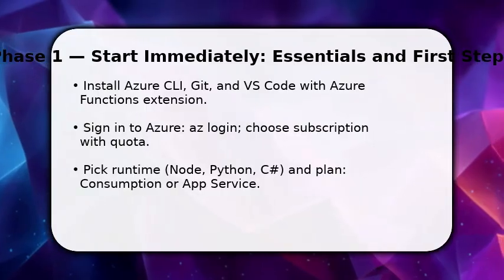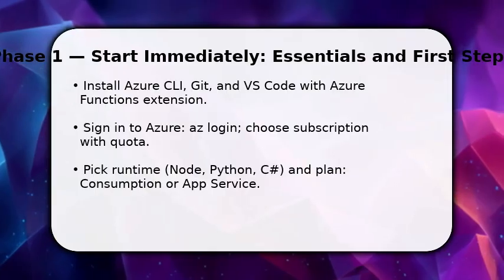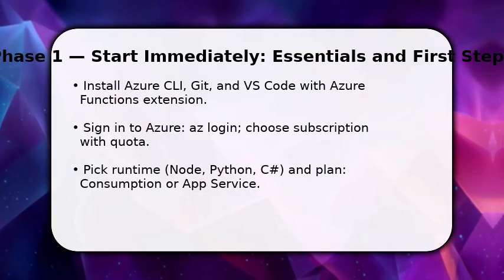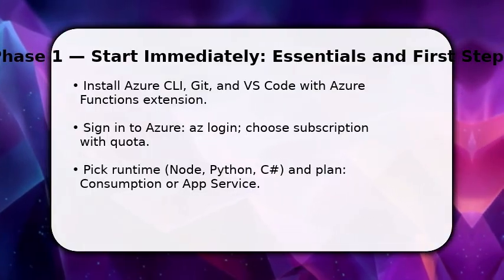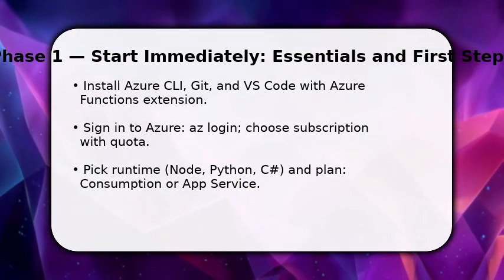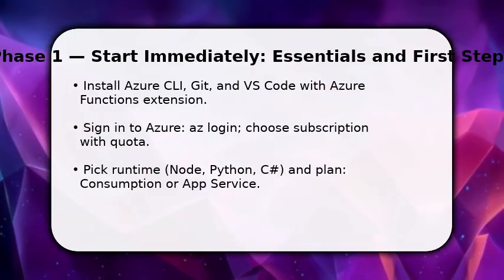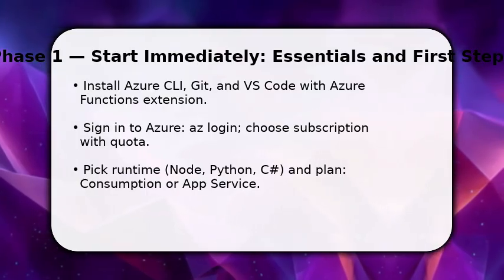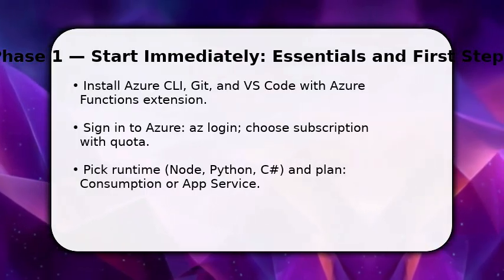You start by confirming prerequisites and then create the project skeleton. Install Azure CLI, VS Code, and the functions extension. Sign in with az login and select your subscription. Choose a runtime and hosting plan, Node, Python, or C# and consumption versus app service, because cost and scaling differ.